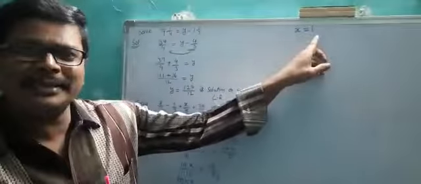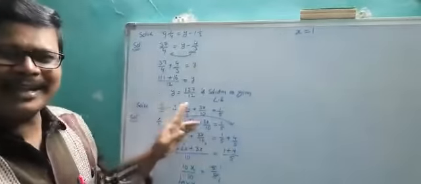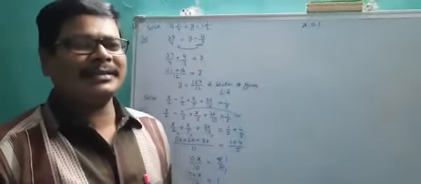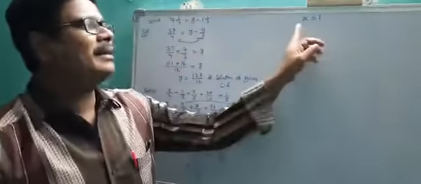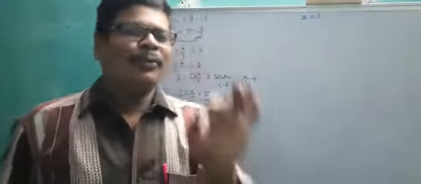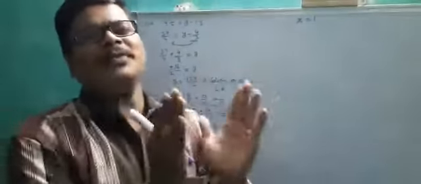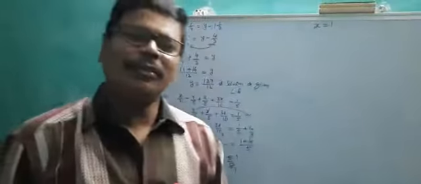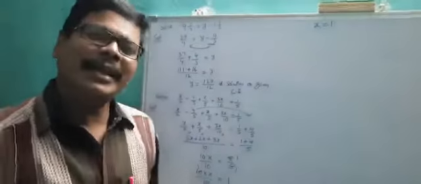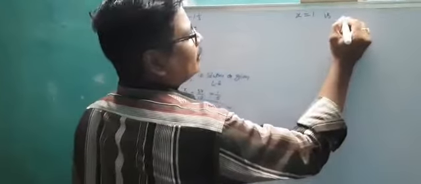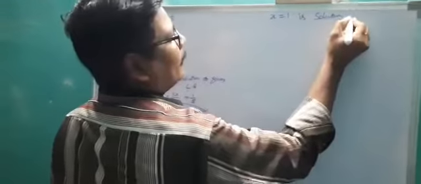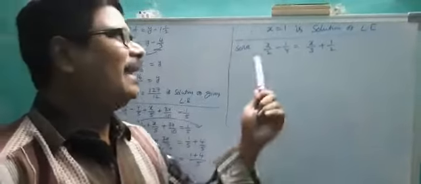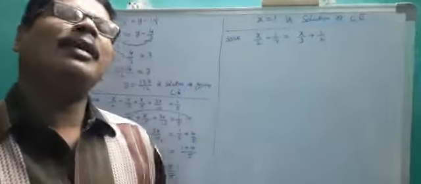If you substitute x equal to 1 in LHS and RHS, both are balanced. That means both are equal. LHS equal to RHS. That means only x equal to 1 satisfies the given linear equation in one variable. So this x equal to 1 is the solution of the linear equation. Okay. Solve another linear equation in one variable like x.